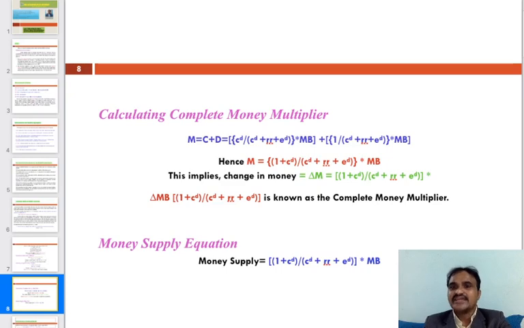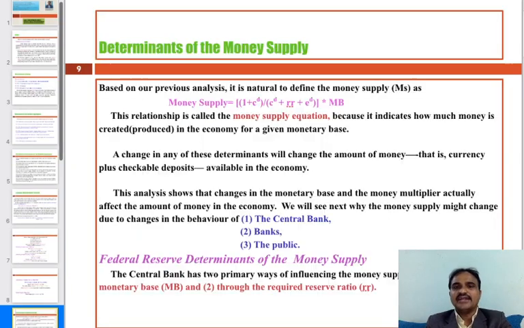This implies a change in money, leading to a change in the entire currency deposit ratio and deposit multiplier ratios. So ΔMB times (1 + CD) divided by (CD + RR + ED) is known as the complete money multiplier. According to these calculations, you can now observe the money supply equation. What is the money supply equation? The money supply equals (1 + CD) divided by (CD + RR + ED), multiplied by MB. So the money supply is determined by this.